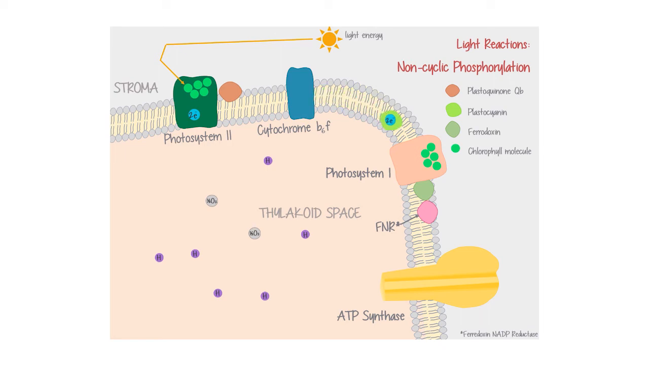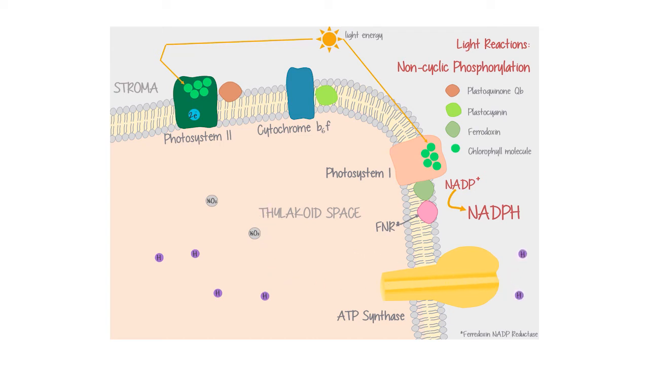From cytochrome b6f, the electrons are then carried to plastocyanin, another mobile carrier, into photosystem 1. As light energy hits photosystem 1, the electrons get propelled towards ferredoxin NADP reductase, or FNR. These two electrons, along with the hydrogen ion, are added to NADP, creating NADPH. This process is also known as non-cyclic phosphorylation.